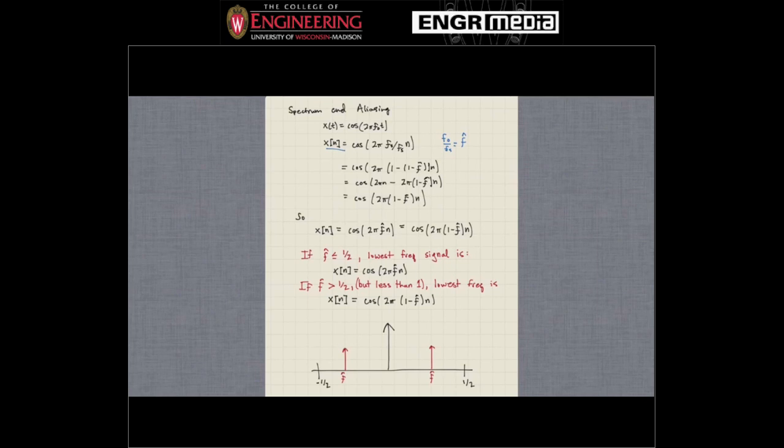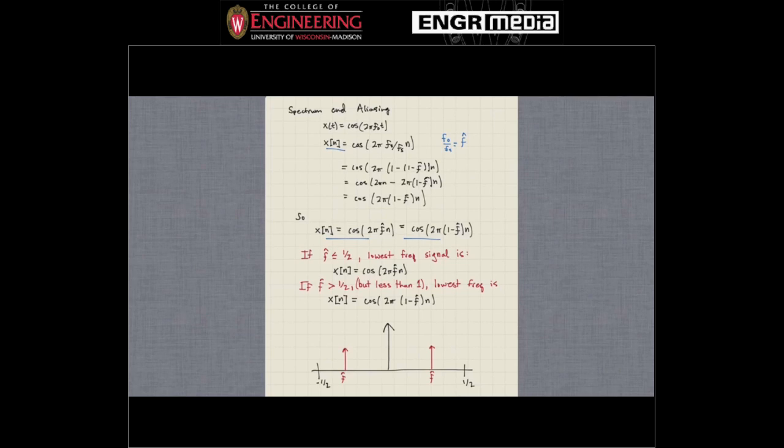So what do we conclude? We conclude that x[n] is equal to cosine 2 pi f hat n, but it's also equal to cosine of 2 pi (1 minus f hat) n. Okay? So there's two different sinusoids, right? Seemingly different frequencies that give us all the data.